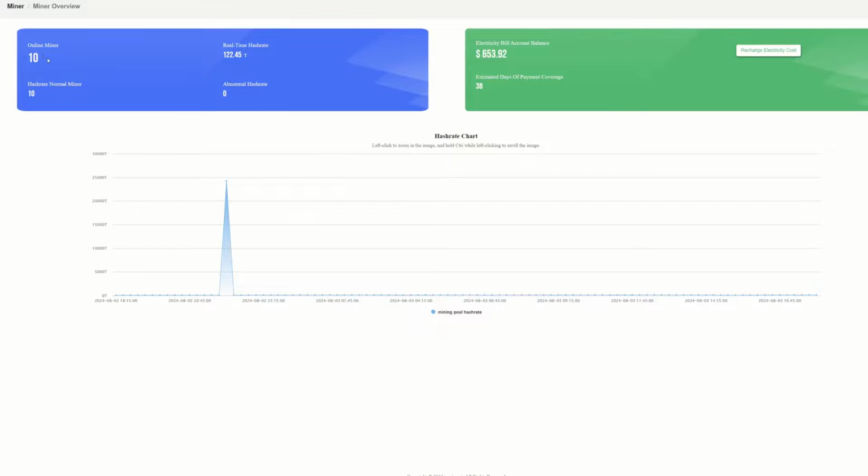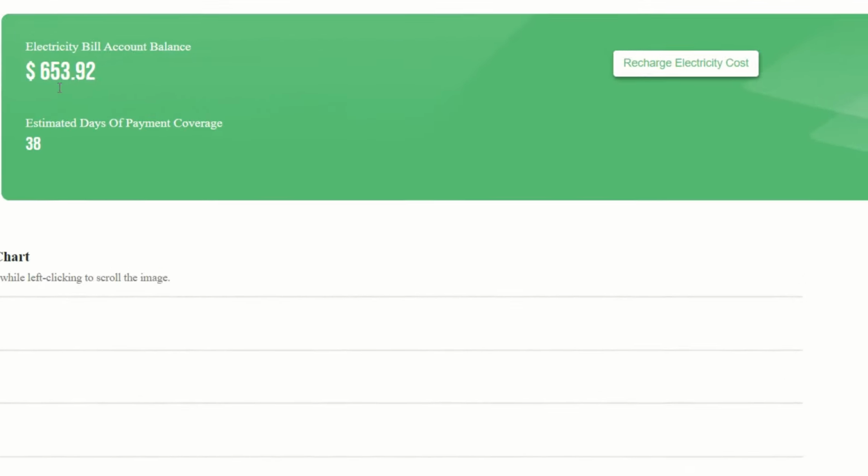So you can see right now how many miners you have online. In this case, there's 10. 10 of them are hashing normally. If one goes down or you have a bad board or it's acting all weird, it'll go into the abnormal hash rate category. Right now it's zero because they're all working good. Here is how much power we do have, or I guess money in our power account to cover the power cost, 653. And that should last for about 38 days. So that does work out to be about 8 cent power here.